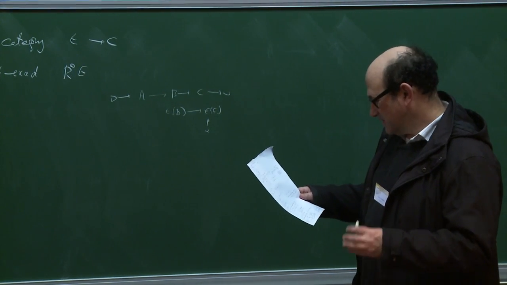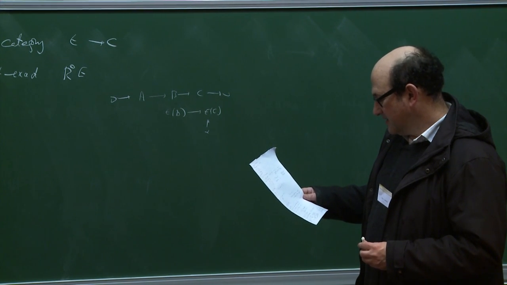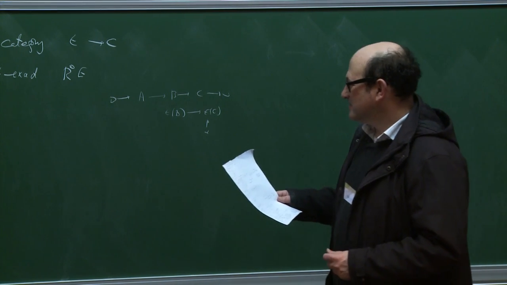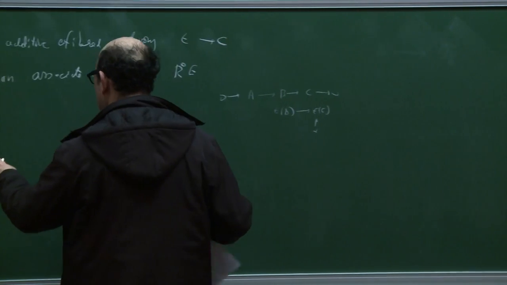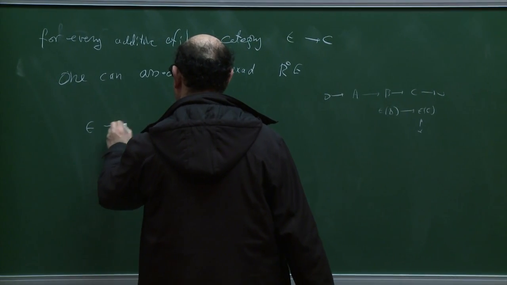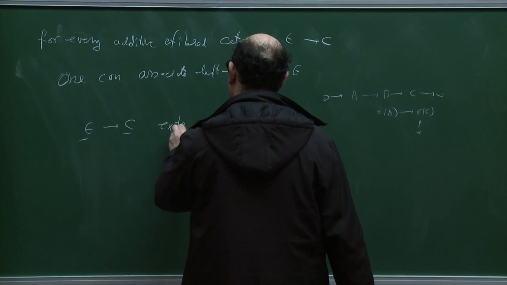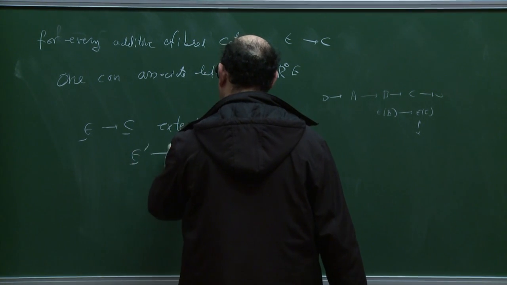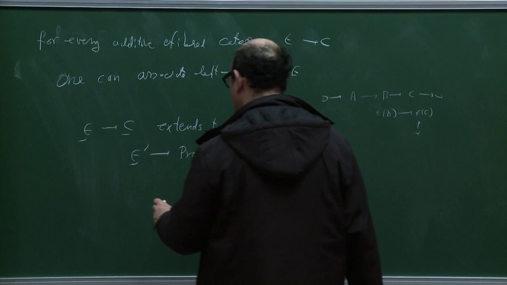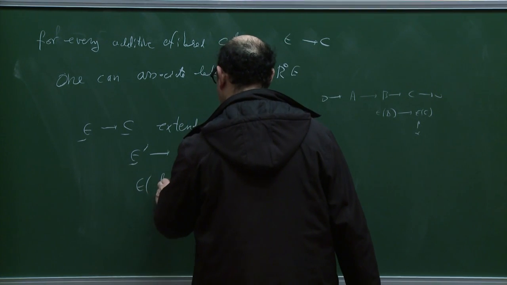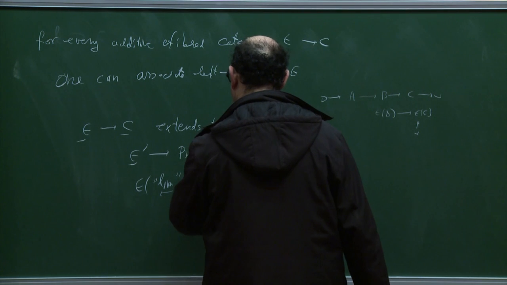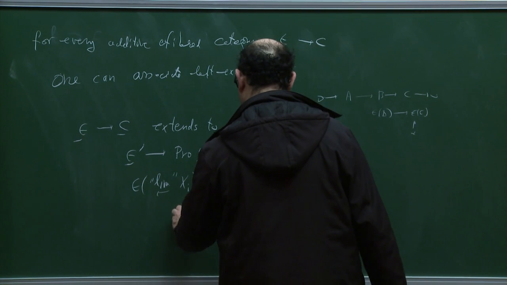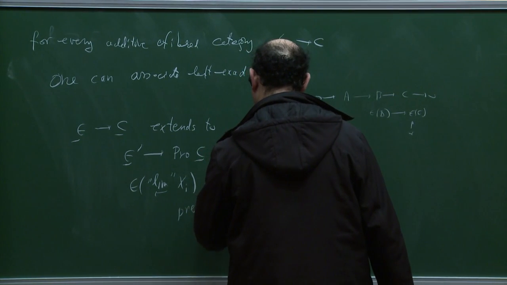Now, Grothendieck also extends the co-fibered category to complexes, but it is useful to extend it to pro objects. So E to C extends to maybe E prime over pro C, by the obvious rule that you take E of a formal inverse limit as the 2-inverse limit of E of X_i, and this preserves left exactness.